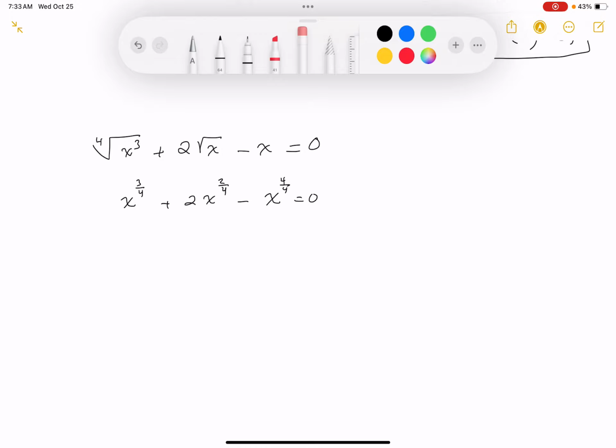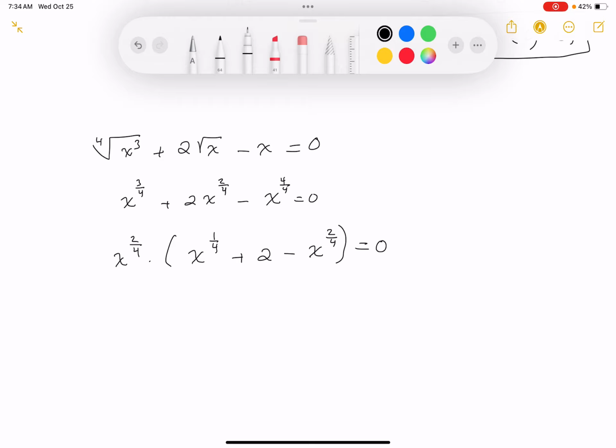I'm going to factor out 2/4. Let's do that. So we're going to factor out x to the 2/4. By the way, I know that's a half, but that's incidental at this point. So you get x to the 1/4. That's not so bad. And then you're going to get plus 2. Then you get minus x to the 2/4. And this is equal to 0.